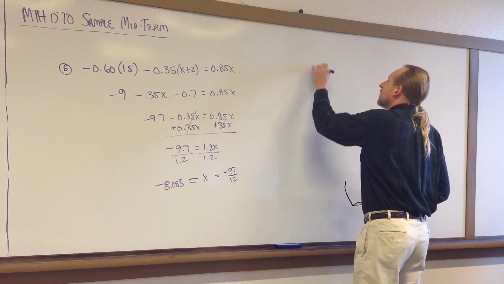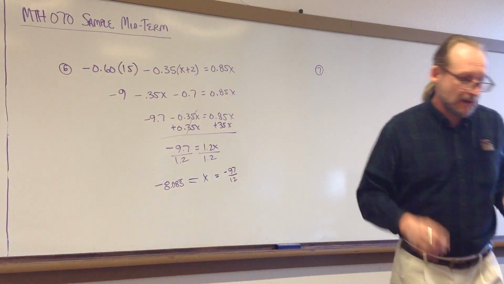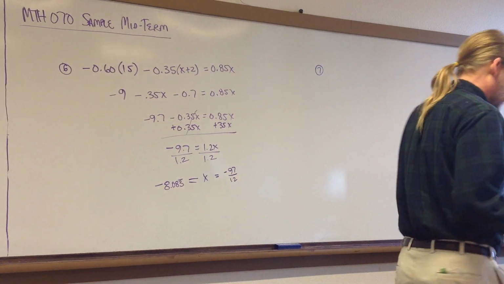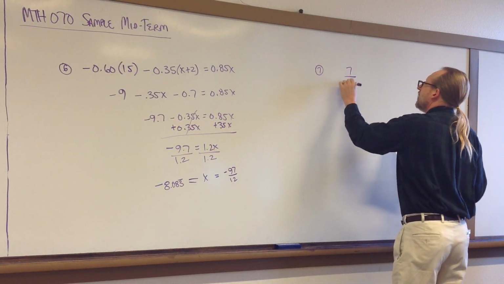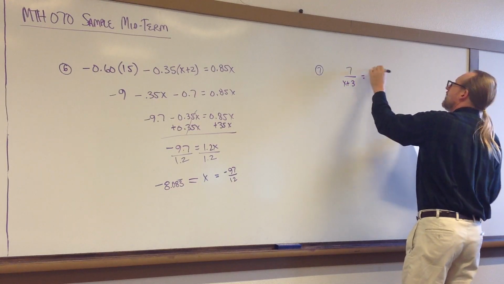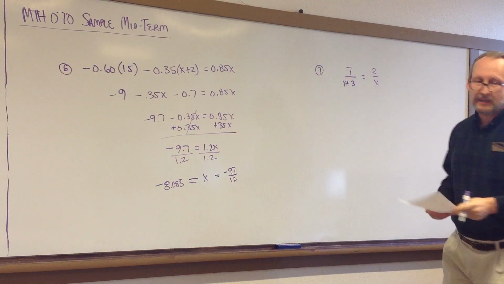Okay, let's look at problem 7. Now this is one of those cross-multiplying problems. We start out 7 over x plus 3 equals 2 over x.